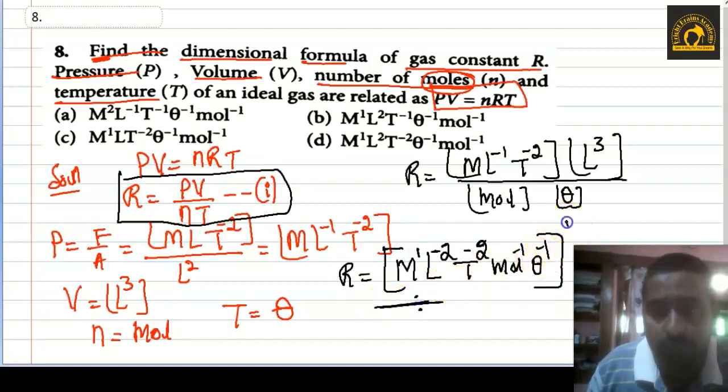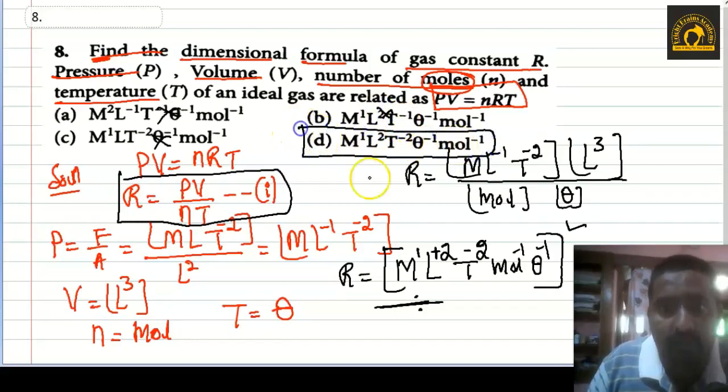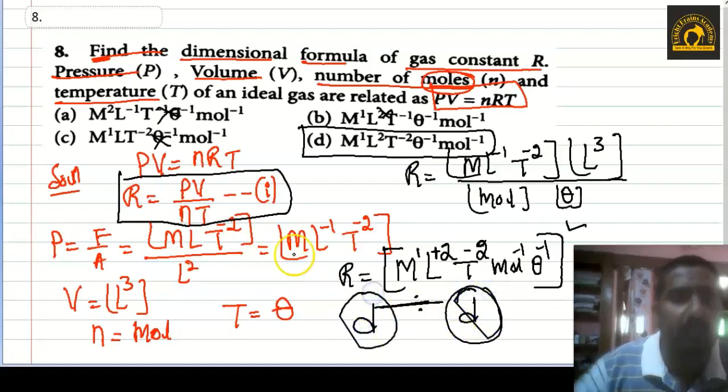So after the solution, the answer is matching for this question. So M^1 L, not minus 2, this is plus 2, okay, plus 2. So M^1 L^2 T^-2. This option is not matching. M^1 L^2 T^-2 theta^-1 mole^-1, that is the matching option. So sorry, option D is the matching for this. So D is the correct answer for this question.